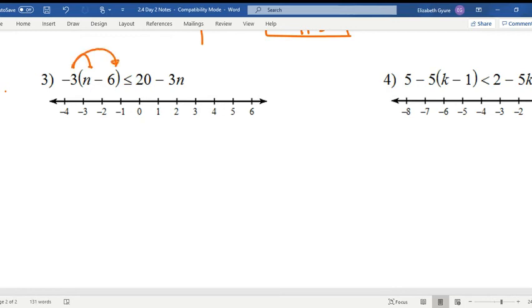So we are gonna distribute. When we distribute, we get negative 3n plus 18.